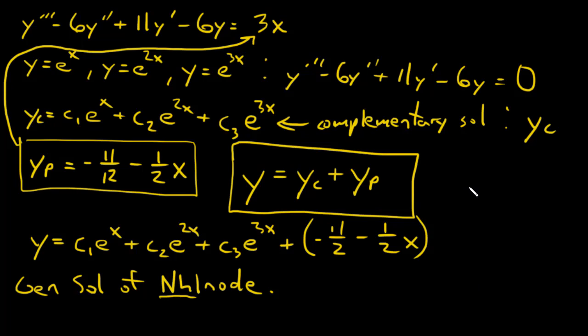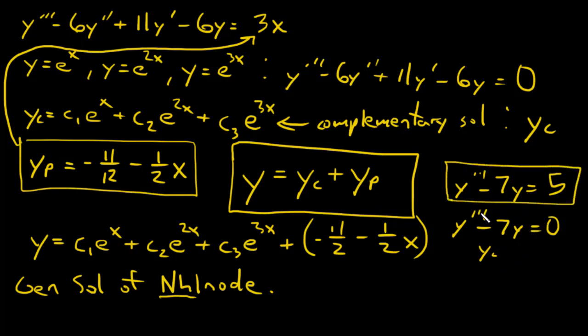So if I had y triple prime minus 7y equals 5, first thing I'm going to do is solve for y triple prime minus 7y equals 0. That's going to give me my y sub c. Then, after I find my y sub c, I'm going to work with the non-homogeneous part and find y sub p. Then the general solution is going to be y sub c plus y sub p. And that's it. Boom. That's what we're going to be doing for the rest of the time.